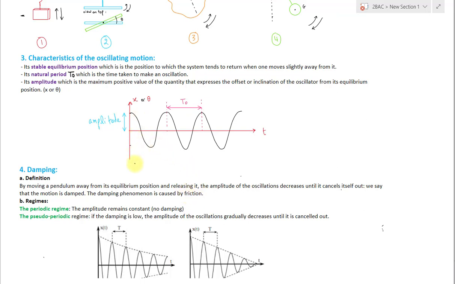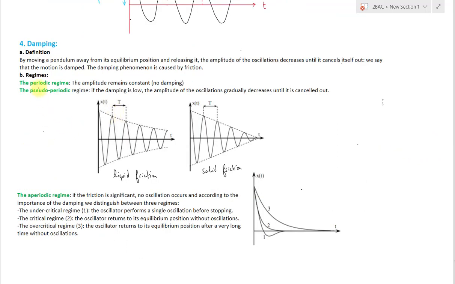Depending on whether there is friction or not, we have three regimes. We have the periodic regime, where there is no damping, so the amplitude remains constant, so no friction. We have the pseudo-periodic regime. In this case, where the damping is low, the amplitude of the oscillations gradually decreases until it cancels itself out.